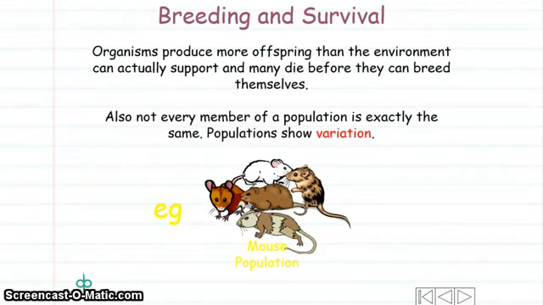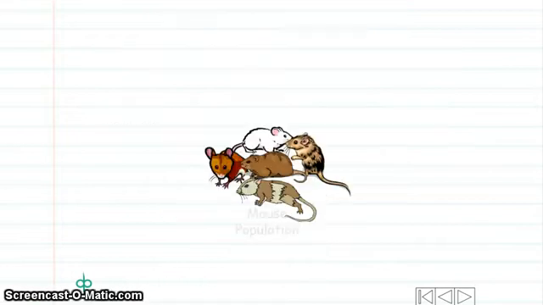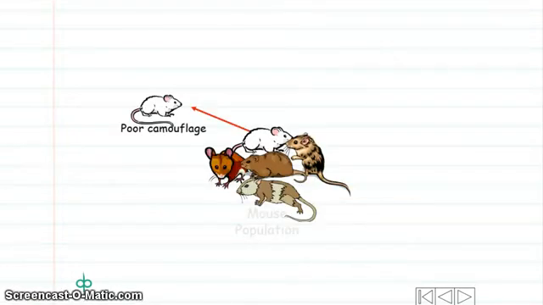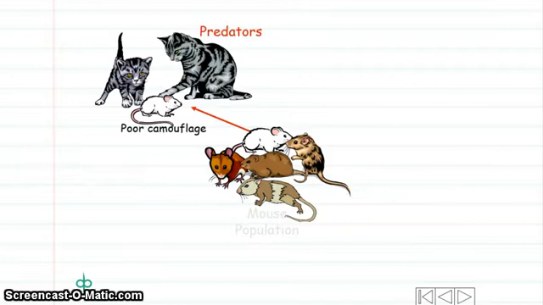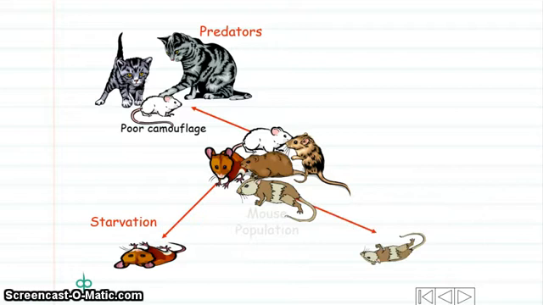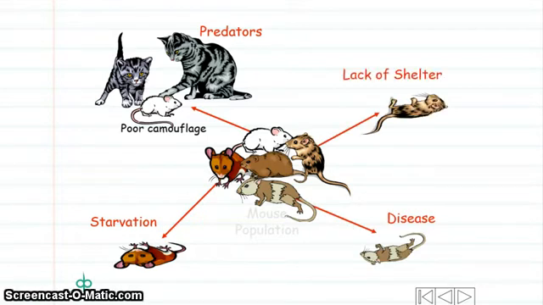For example, let's take these mice, and when they breed, some of them are taken out of the population by having poor camouflage, they're killed by predators. Some starve, that's what a starving mouse looks like. Some die of disease, and some are unable to find shelter. So all these different factors help to maintain the population at a steady level.